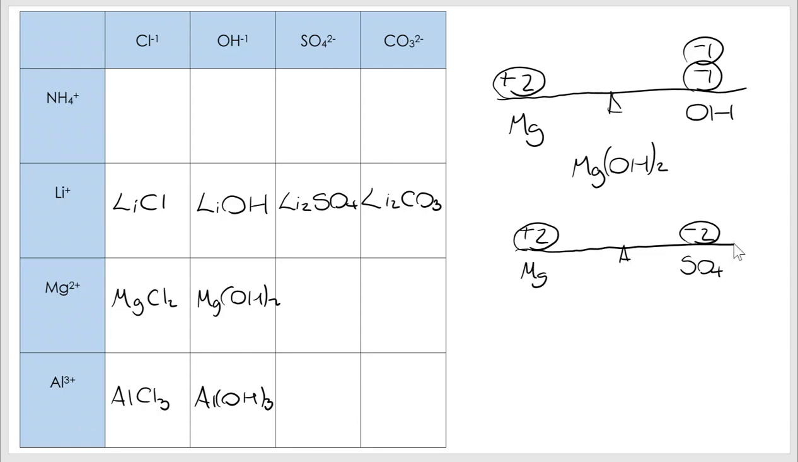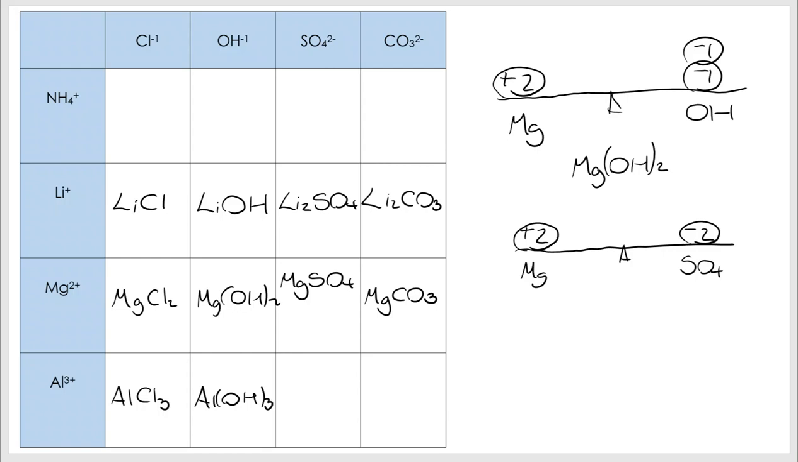So now let's take a look at magnesium sulfate. Magnesium is plus 2, sulfate is minus 2. I've got one of each of them. I'm not going to change my structure of the SO4, MgSO4. And exactly the same process will take us to MgCO3.